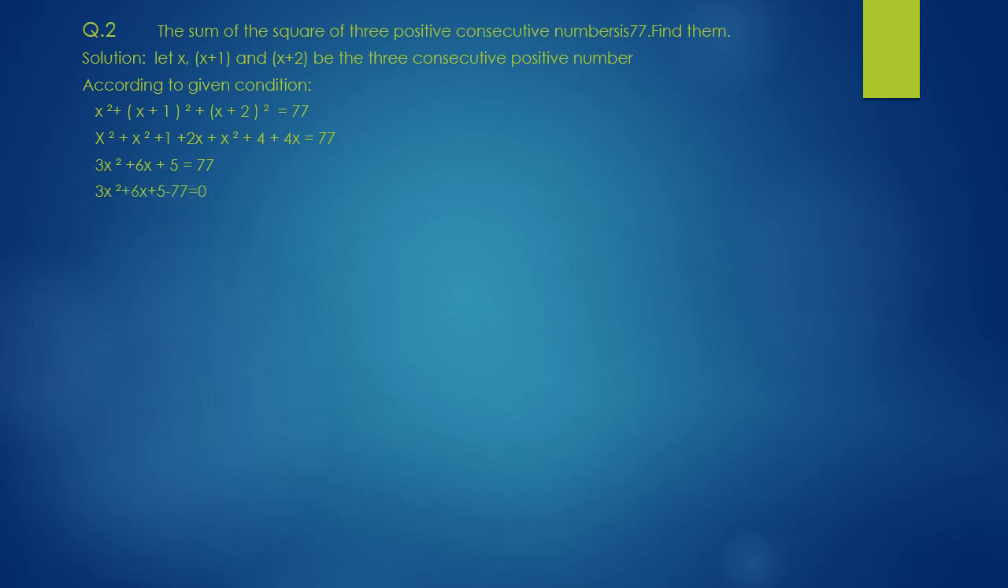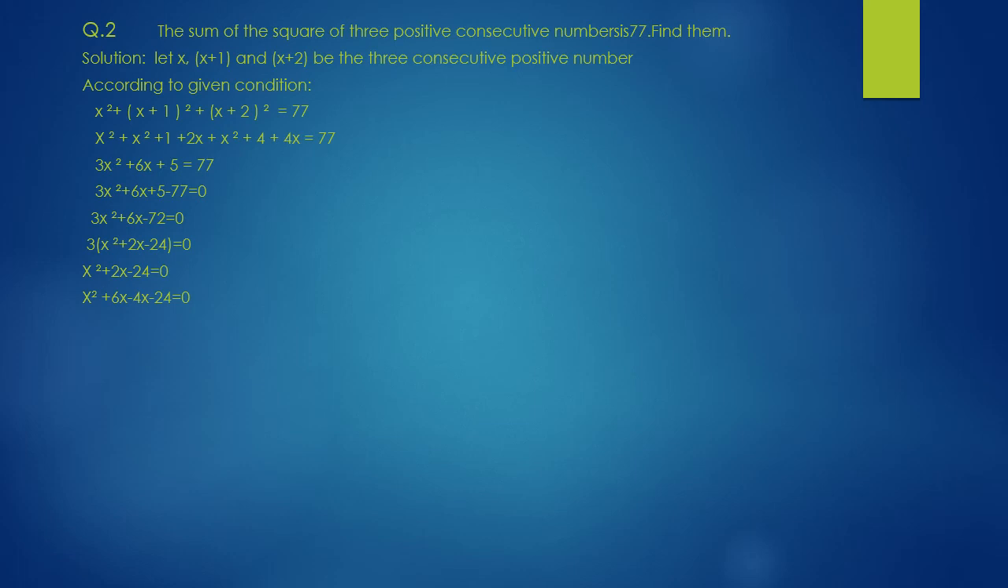3x square plus 6x plus 5 minus 77 is equal to 0. 3x square plus 6x minus 72 is equal to 0. Now 3 will be common. x square plus 2x minus 24 is equal to 0. Divided by 3 on both sides, so x square plus 2x minus 24 is equal to 0.